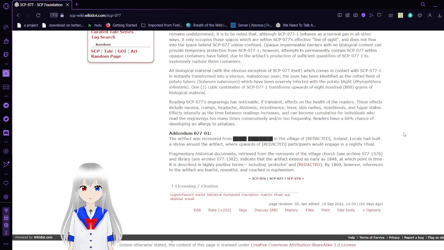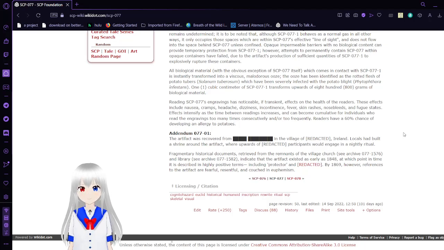All biological material, with the obvious exception of SCP-77 itself, which comes into contact with SCP-77-1, is instantly transformed into a viscous, malodorous ooze. The ooze has been identified as the rotted flesh of potato tubers, which have been severely infected with the potato blight. 1 cubic centimeter of SCP-77-1 transforms upwards of 800 grams of biological material.